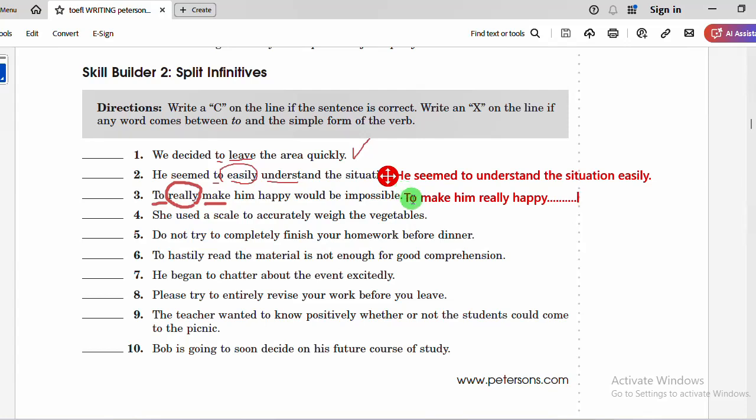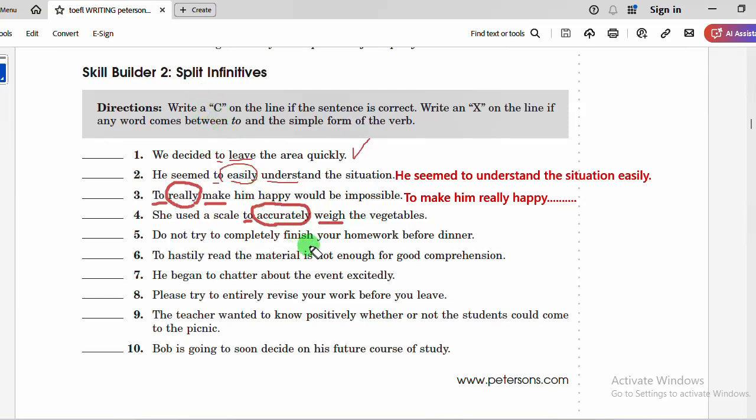If we do it in that way, here we have to make, and here I avoided making that split infinitive. The fourth sentence. She used a scale to accurately weigh the vegetables. Okay, again, let's consider the sentence again. She used a scale to, that's the word to, then weigh, that's the infinitive, and in between we have here the adverb accurately and causing what we call split infinitives.